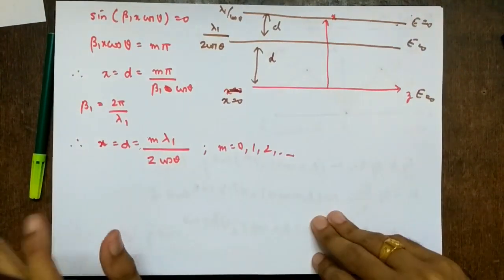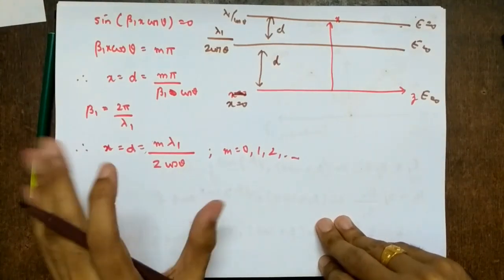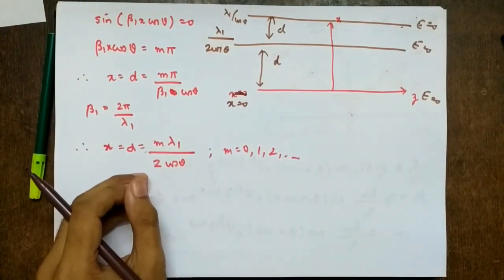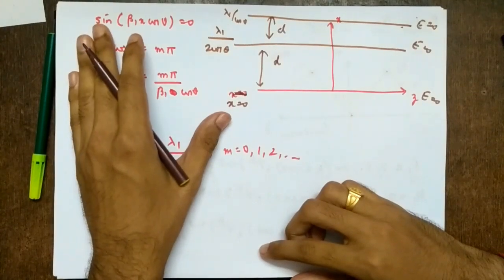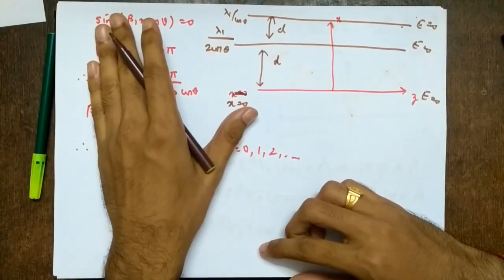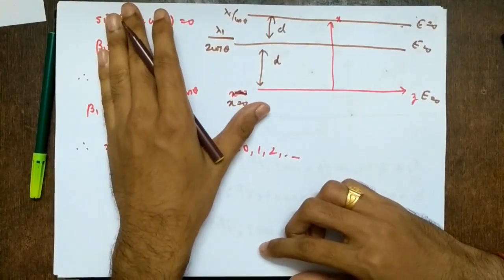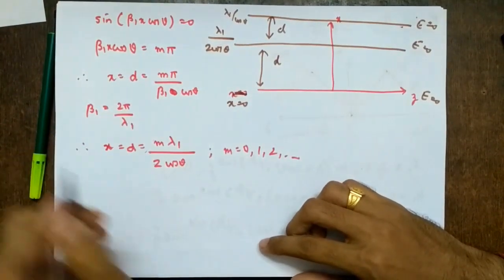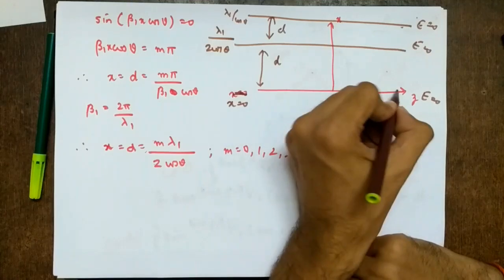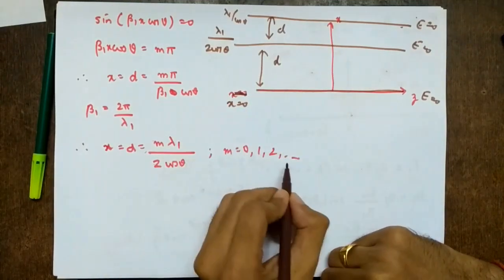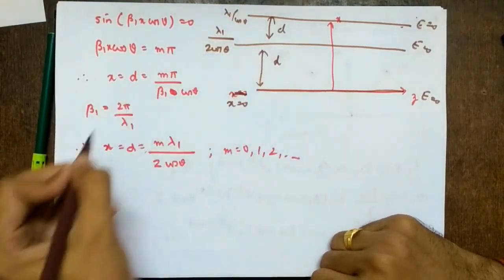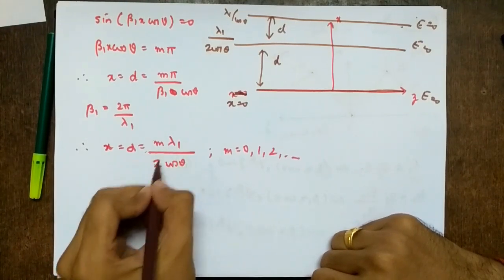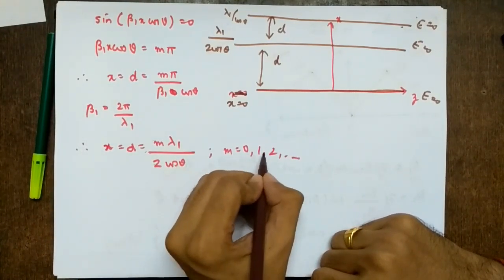Right? What these equations are telling us, again what I say in the class is, don't see the equations, see the mathematical equations as concepts. Don't see them as mathematics, see them as concepts. So these equations are telling us, if you have a conducting boundary at x equal to 0, you go a distance d such that it is equal to m lambda 1 by 2 cos theta, where m equals 0, 1, 2.